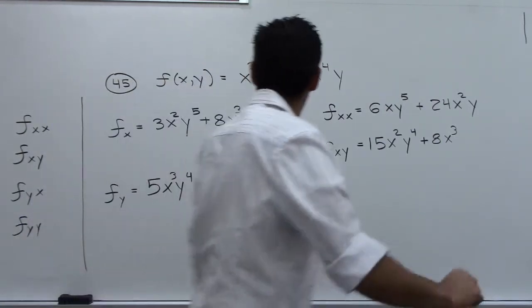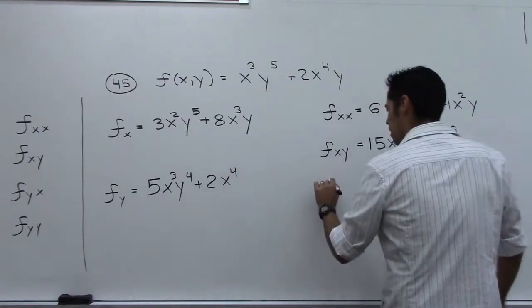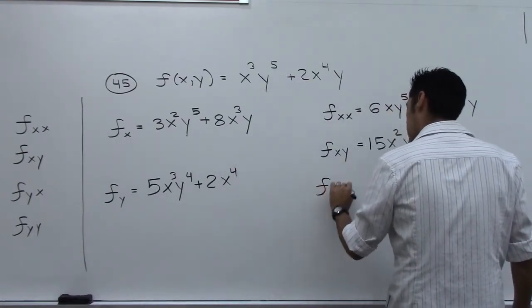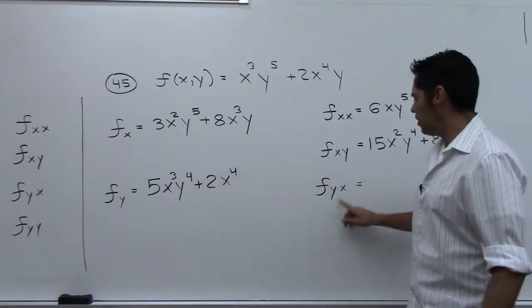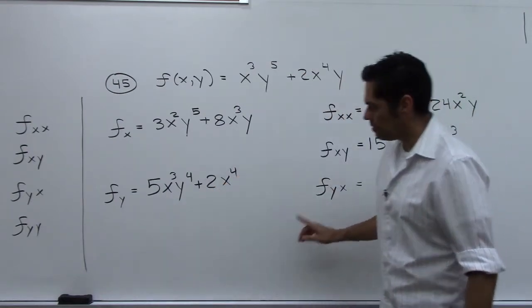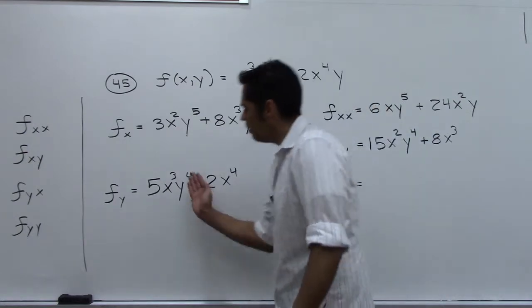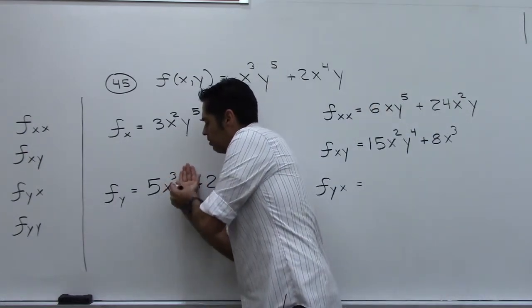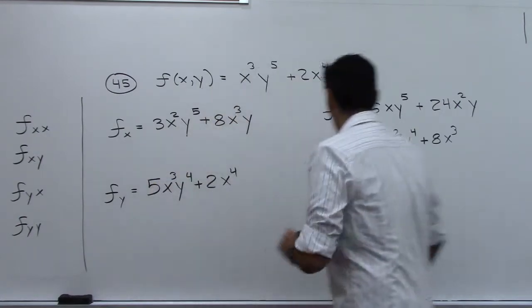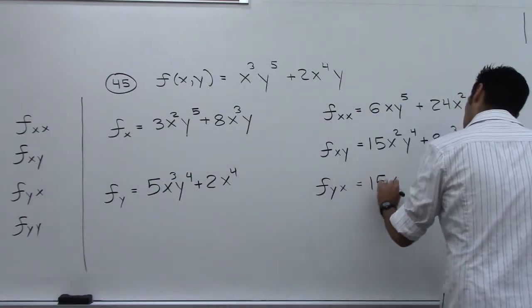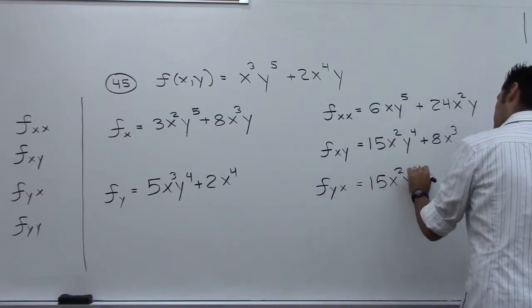Okay, so now let's do partial f with respect to y then x. So that's this one right here. We're going to take now the derivative of that with respect to x, which means that y is a constant. So cover this up. Derivative of x cubed is 3x squared. So 3 comes out. It becomes 15x squared. But we still have y to the fourth.